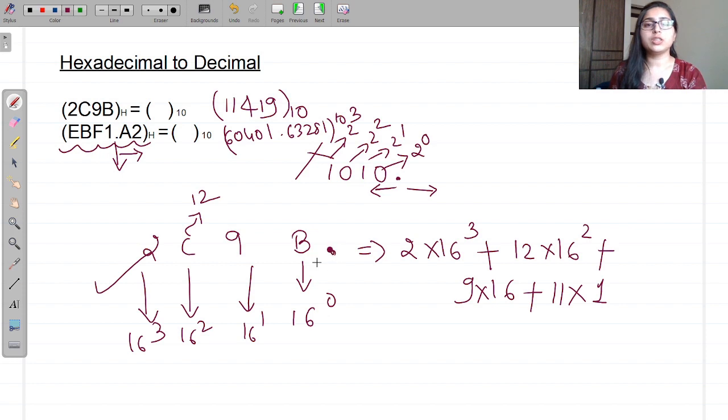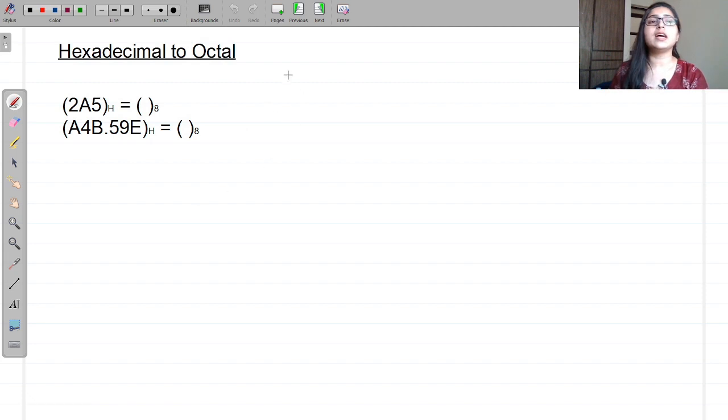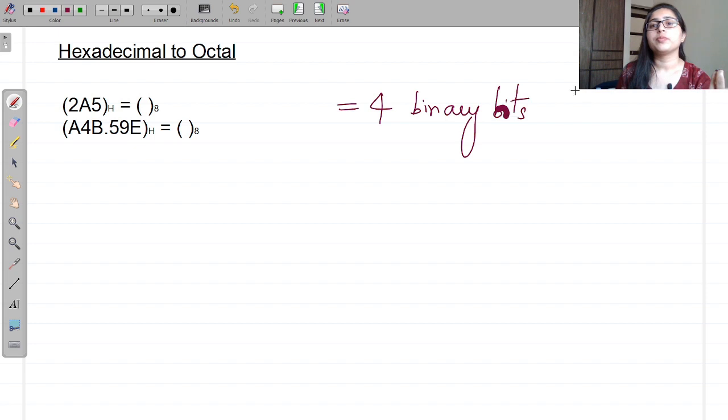Remember, left of the point you will be having increasing powers of 16. Here you will be having powers of minus 1, minus 2 and minus 3 and so on. Okay. So next comes hexadecimal to octal. The best way to convert hexadecimal to octal is to convert the hexadecimal to binary, then binary to octal. Hexadecimal means equivalent 4 binary bits. For octal it is grouping of 3, for hexadecimal grouping of 4.